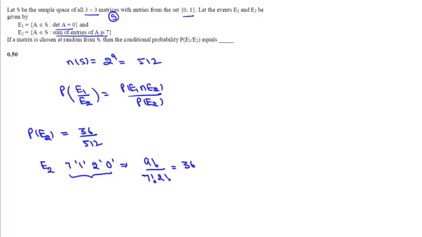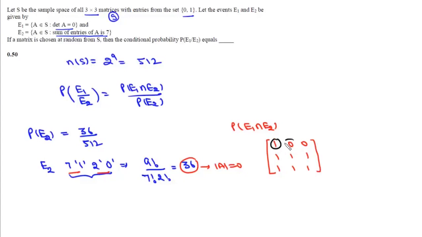Now we'll find the probability of E1 intersection E2. E1 intersection E2 means from all these 36 matrices having 7 ones and 2 zeros, we have to find all those matrices in which the value of the determinant is 0. One such matrix will be 1 0 0, 1 1 1 and 1 1 1. Now we can interchange 1 and 0 here, and we can interchange 1 and 0 there also.